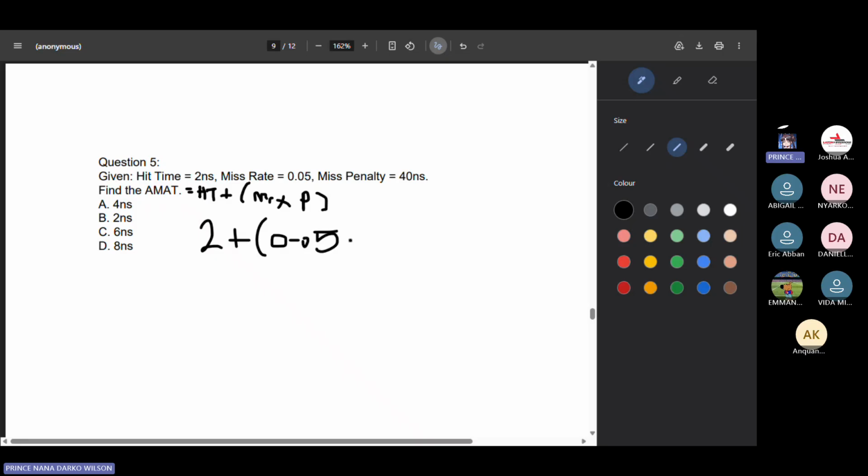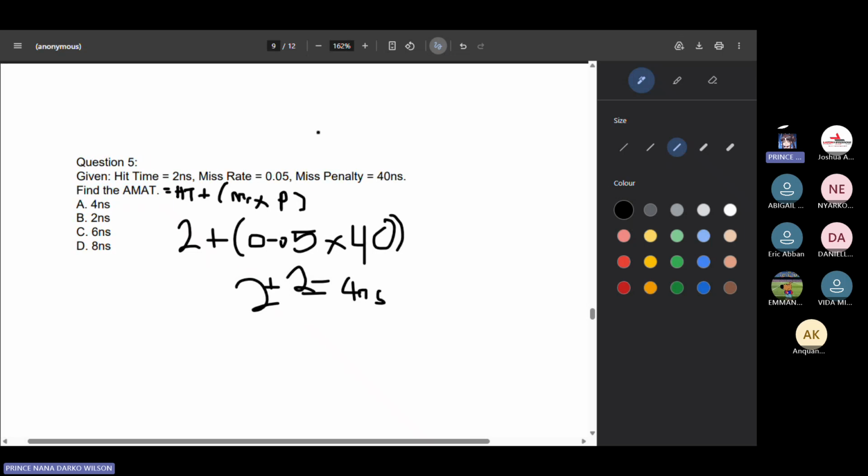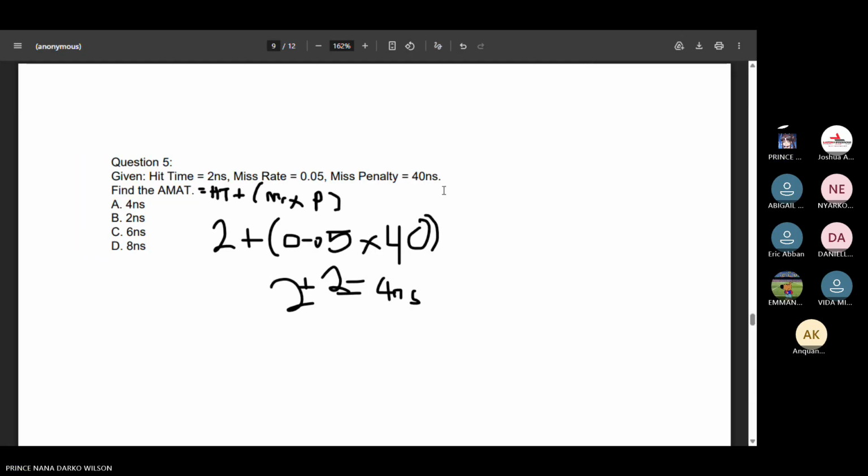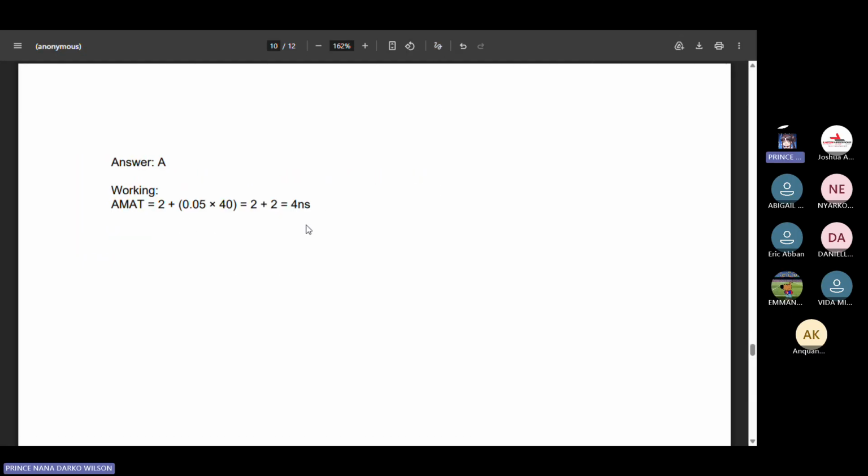And then we multiply that by 40 nanoseconds, so times 40. What this means is we have 5 over 100 times 40. That simplifies to the value 2, because 5 times 40 is 200, and moving the decimal point back two places, we are left with 2. And then 2 plus 2 gives us 4 nanoseconds. So the correct answer is actually A, which is 4 nanoseconds. So then, yes, the correct answer is 4 nanoseconds.